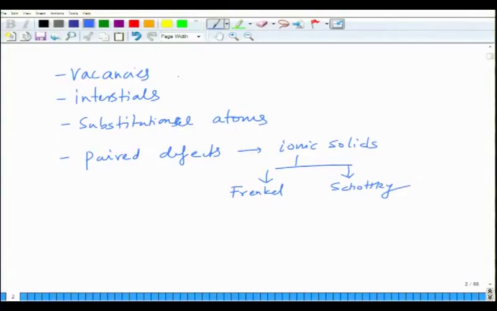Vacancies, for example, in metals, are just the metal vacancy. In the case of ionic solids, it could be a cation vacancy or an anion vacancy. Interstitial could be cation interstitial or anion interstitial. Substitutional again could be cation or anion substitutional, depending upon what you put in the lattice.